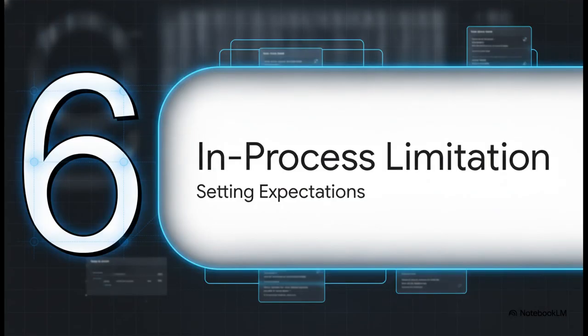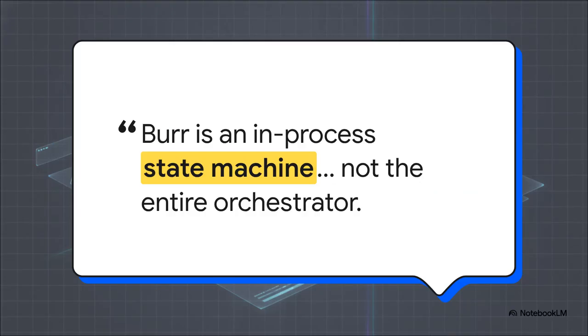Finally, Section 6, the central in-process limitation. Let's look at this quote. Burr is an in-process state machine and observability core inside your production system, not the entire orchestration platform.